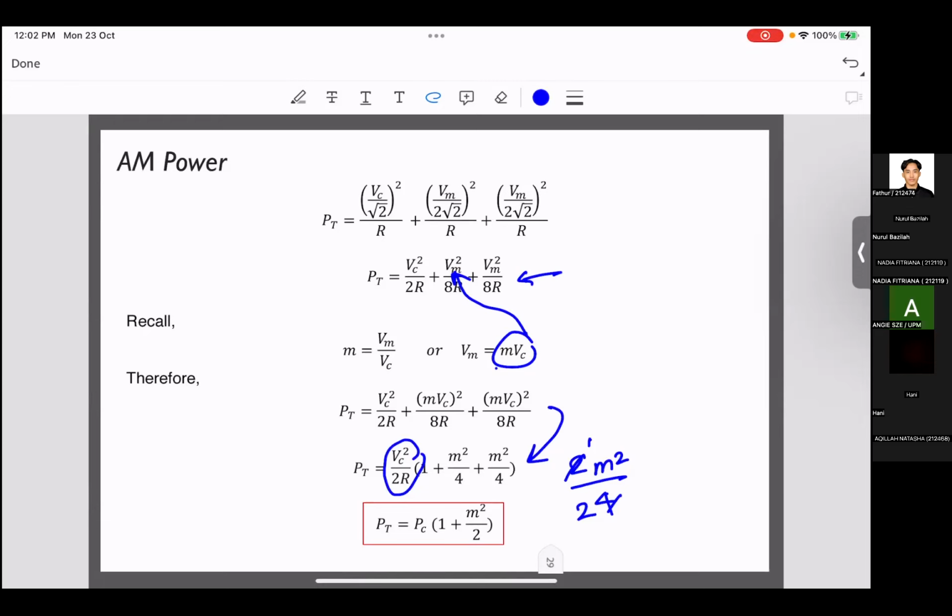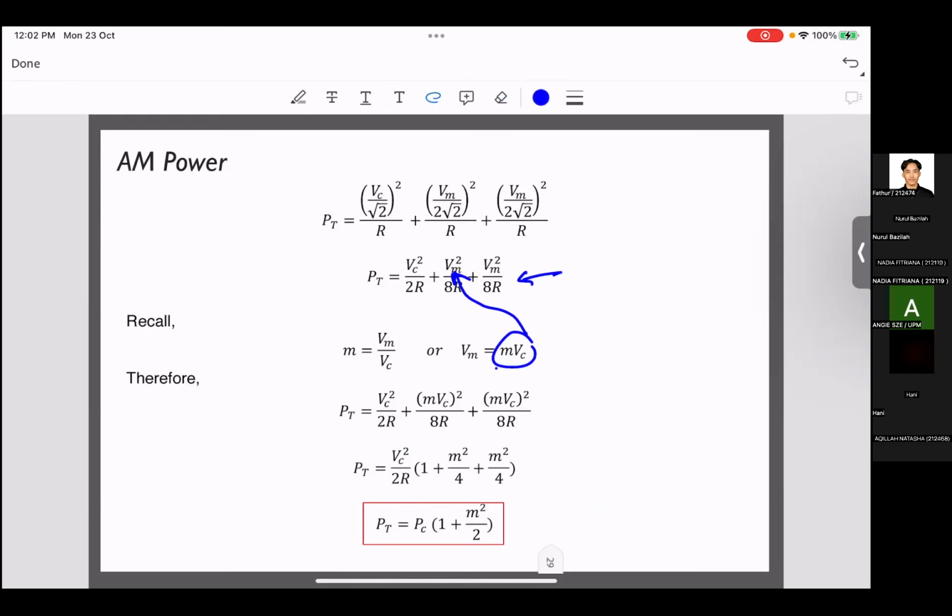Because this is RMS, okay? The 2 comes from the square root of 2. And we already squared that and it becomes 2, okay? So for anyone interested to know how we got this equation, I can't leave this. I have to do it.